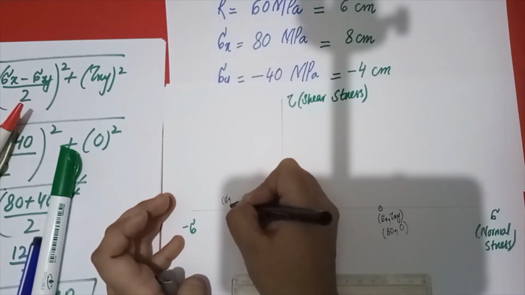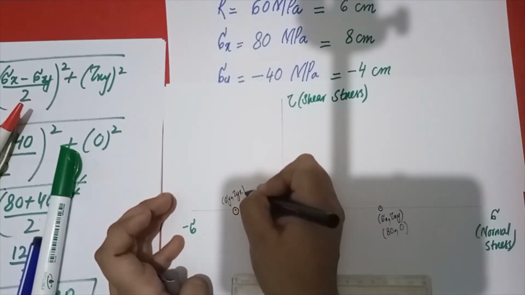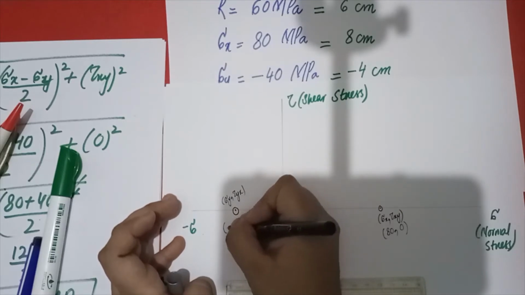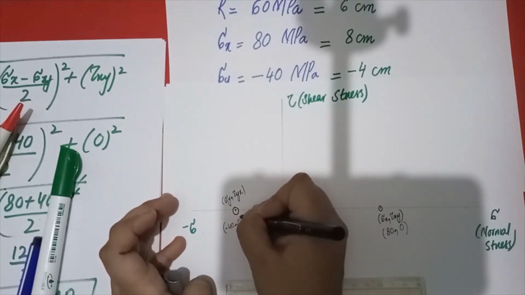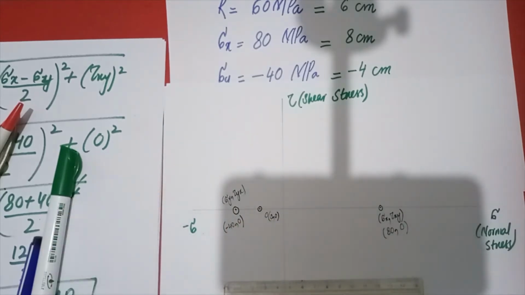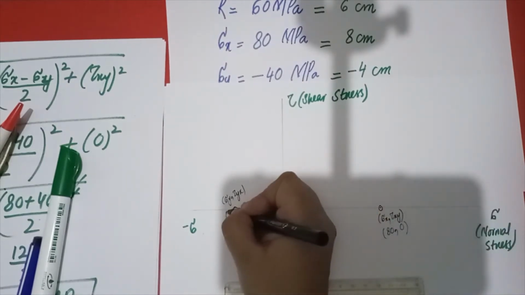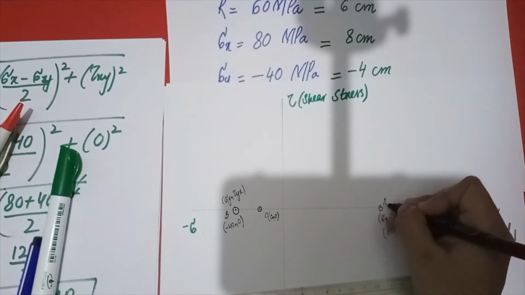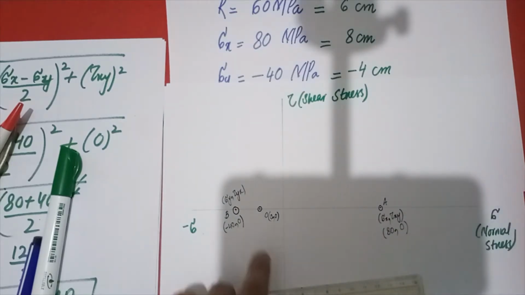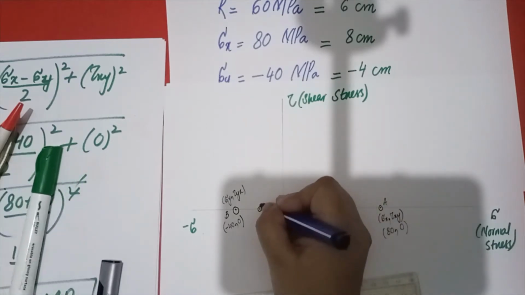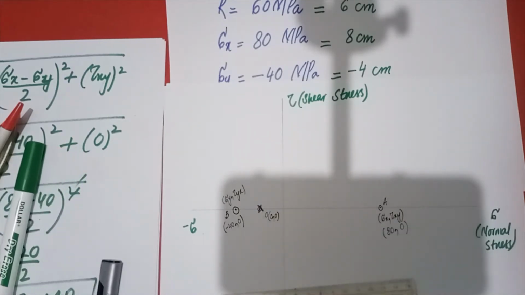This is sigma y comma tau yx, but tau yx is 0 in this case. This is minus 40 comma 0. This point, I can say, is this B point, and this one you can say A point. So there is no need of this point. So let me cut it out. There is no need of this point. So let's have a look at the next thing.